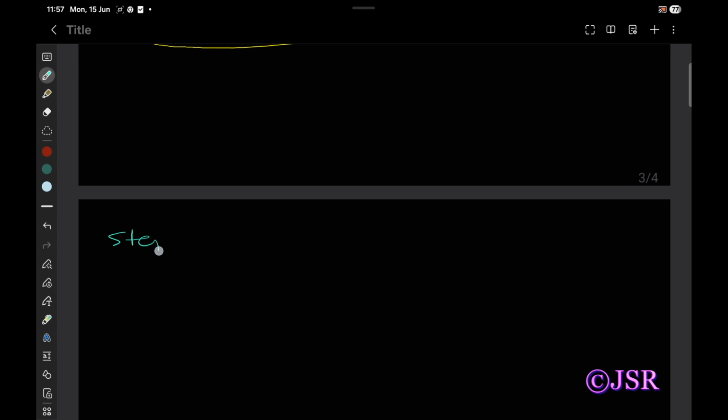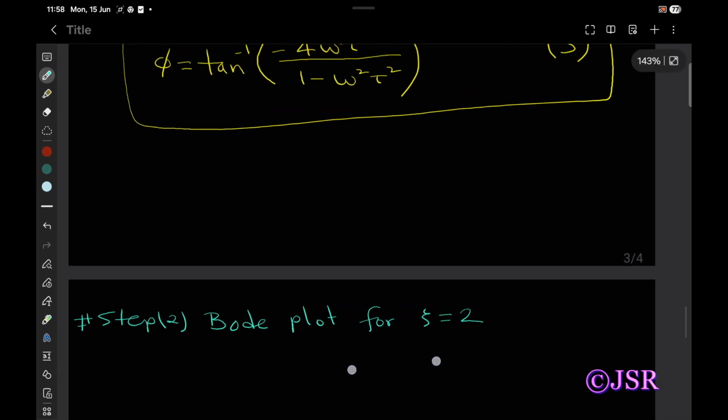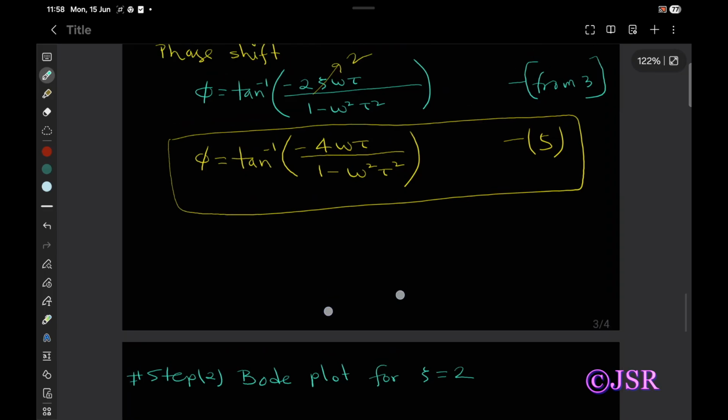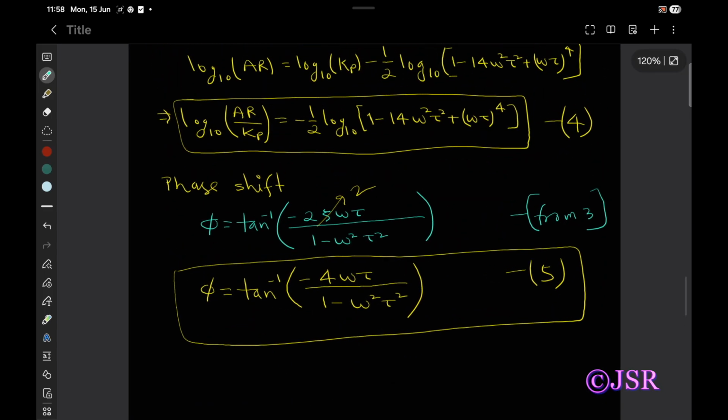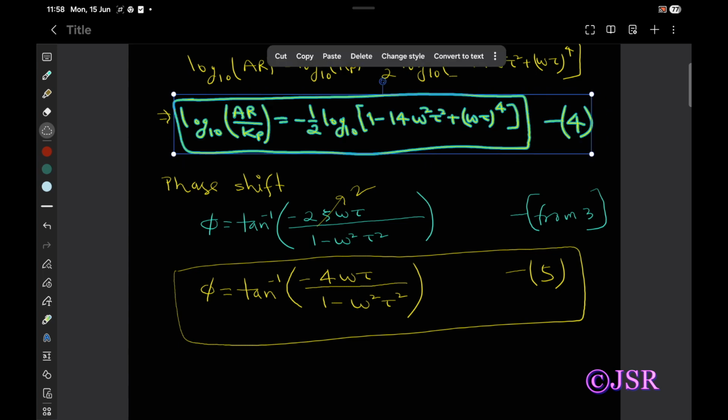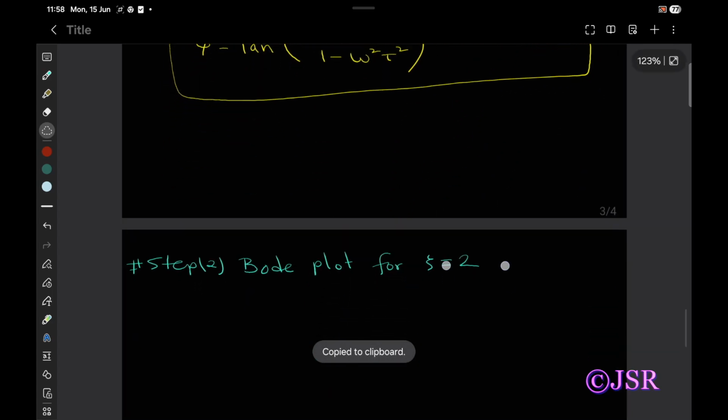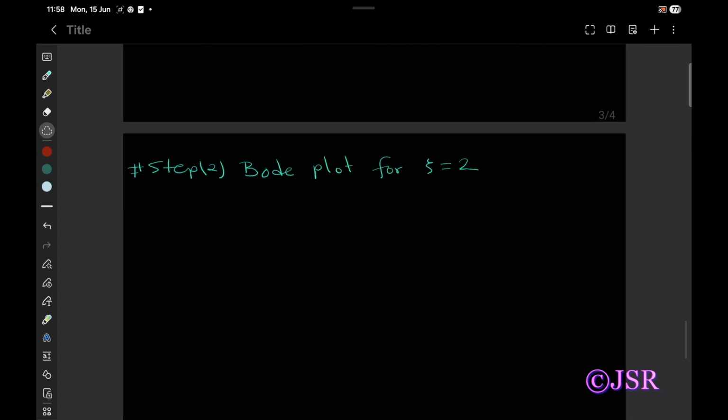So step 2, Bode plot for zeta equal to 2, means overdamped system. So in this case, we will use equation number 4 for the amplitude ratio versus omega curve.